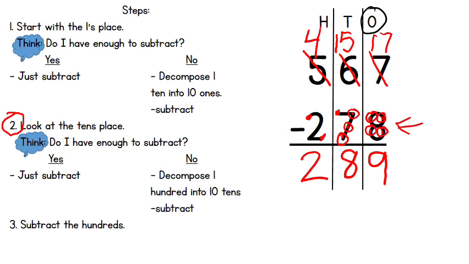Remember that you have to do each step as it goes because if you go ahead, you're going to get the wrong answer if you skip a step, if you subtract the tens first or the hundreds first.